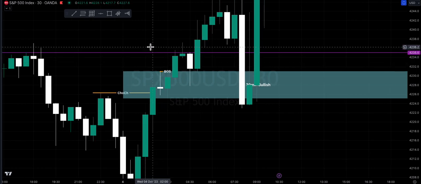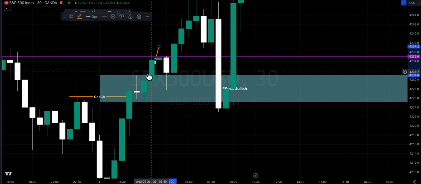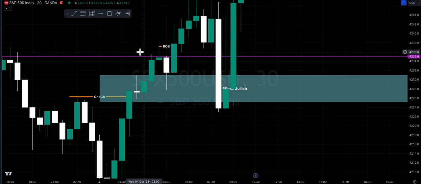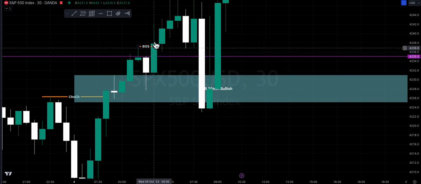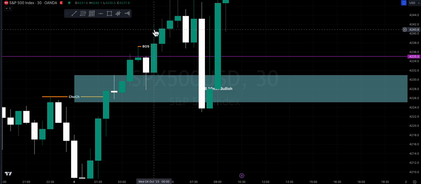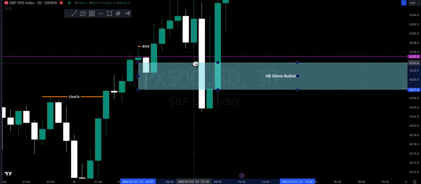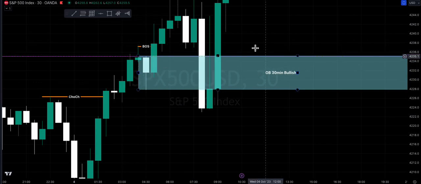All right. Same goes over here. Break of structure happened here. All right, as you can see. So we had this high, and then we came back down, and then this candle made a new higher high. So now we shift the order block to this one over here. And that's just a 30-minute order block. We're just talking about order blocks. All right.